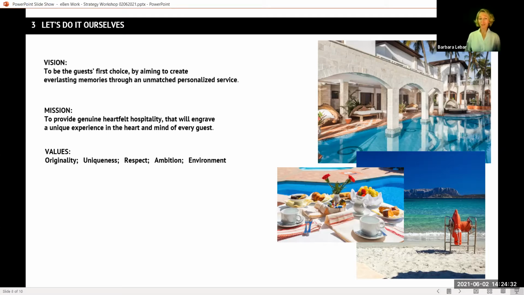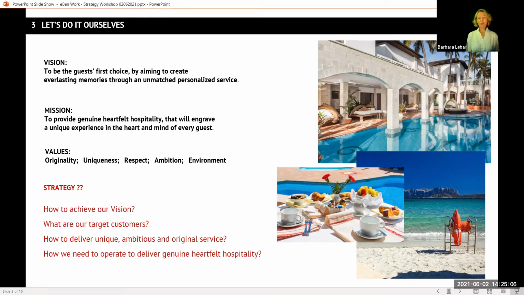So we really respect everything. Ambition, we have high ambition. We really want to achieve our vision and we are willing to go the extra mile to really achieve this vision. And we do care about the environment as well. So environment, sustainability, it's something that is important for us. This may also impact the target clients on the other side. What is still missing for this small boutique hotel is a bit more concrete strategy.